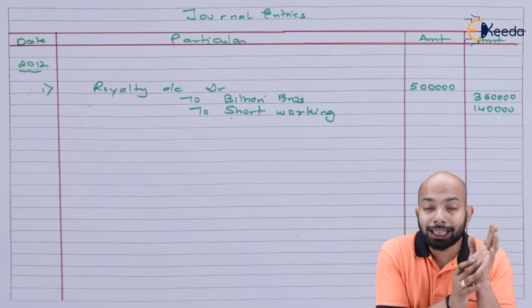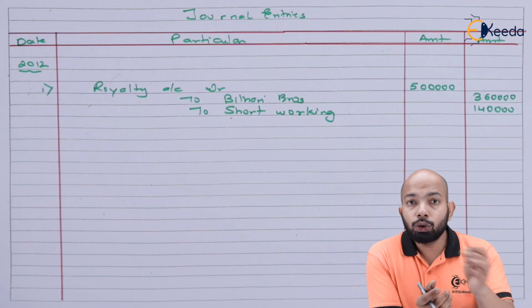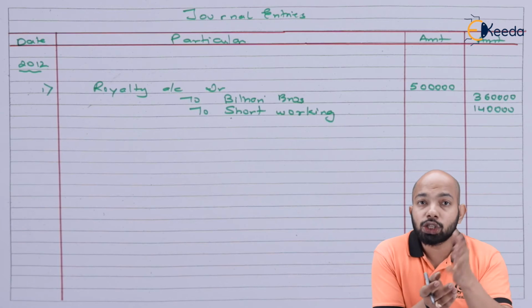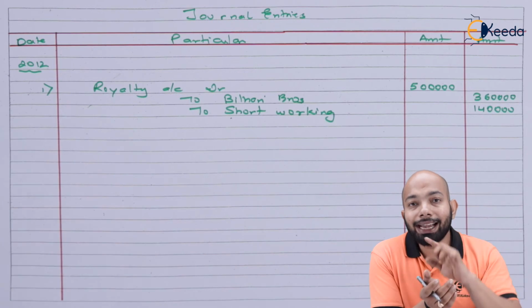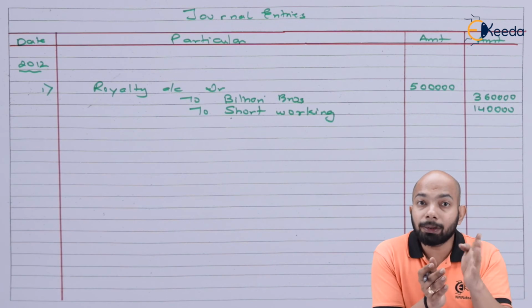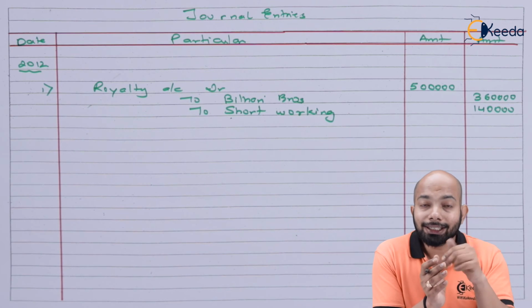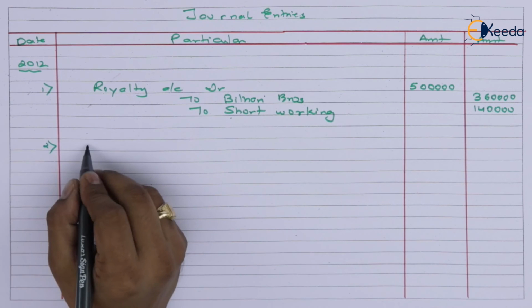So the first entry that we have passed here is royalty account debit to Bihari Brothers and to short working. Bihari Brothers have been credited with 3,60,000, and short working final settlement has been 1,40,000, and that is the similar debit that we see in the royalty account together of 5 lakh here. Now the second entry is that we will be paying this amount to Bihari Brothers.